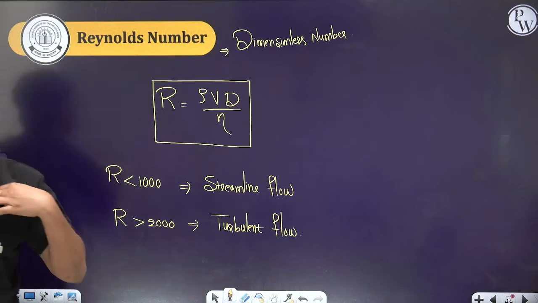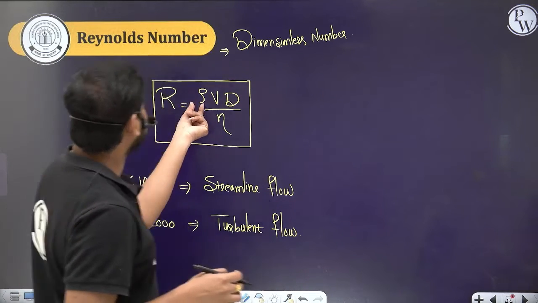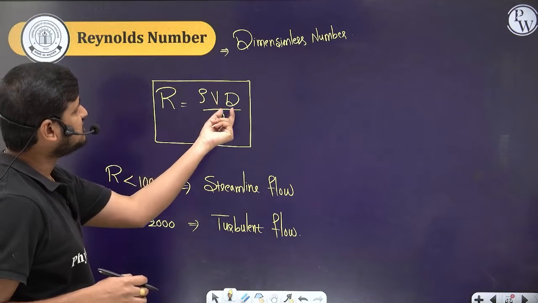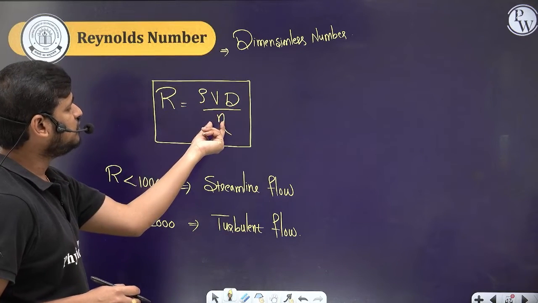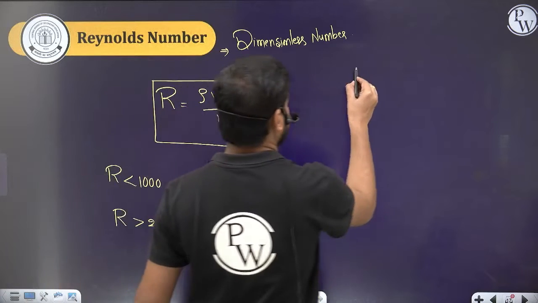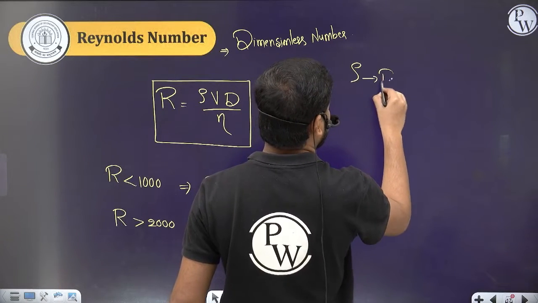Everyone? So chalo. What are these values, sir? This is the density, this is the velocity, this is the diameter of the tube, this is the viscosity. Where rho is the density of the liquid.